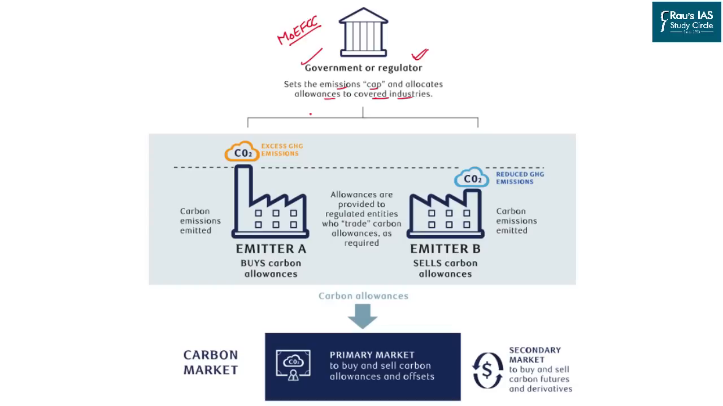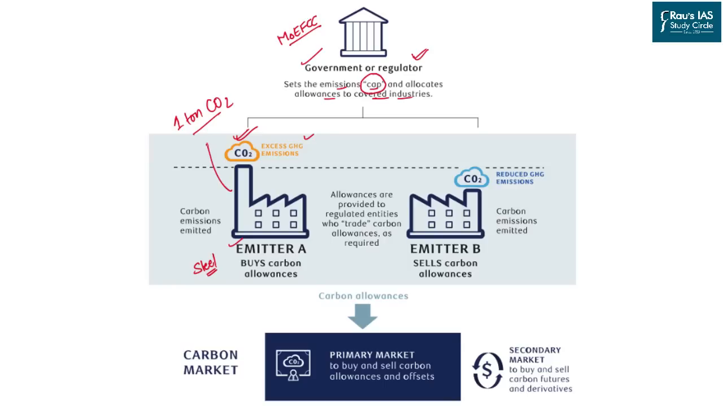Now let's take an example. There is an emitter A. This is a steel industry. It is utilizing carbon for various purposes and releasing CO2. This CO2 is excess in the environment. Environment cannot tolerate so much of CO2 emitted by this steel industry. The cap that we are talking about above here is, let's say, 1 ton of CO2.